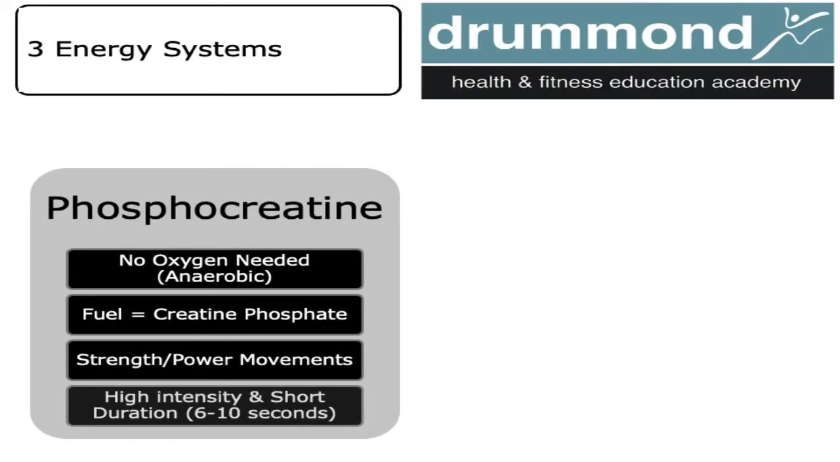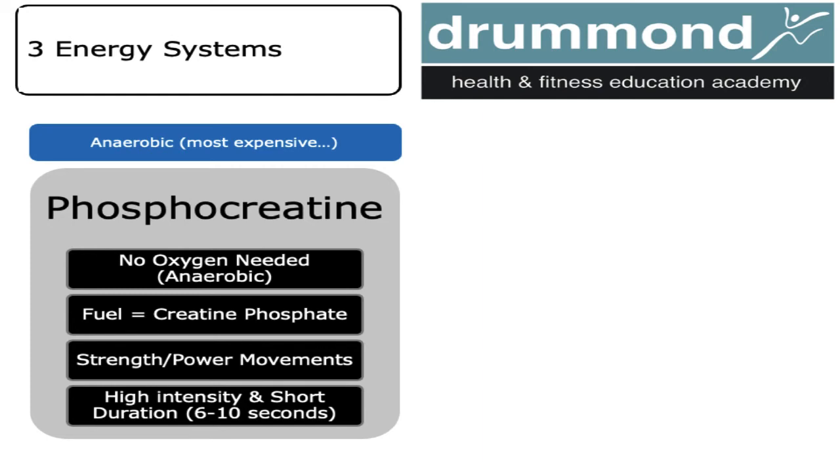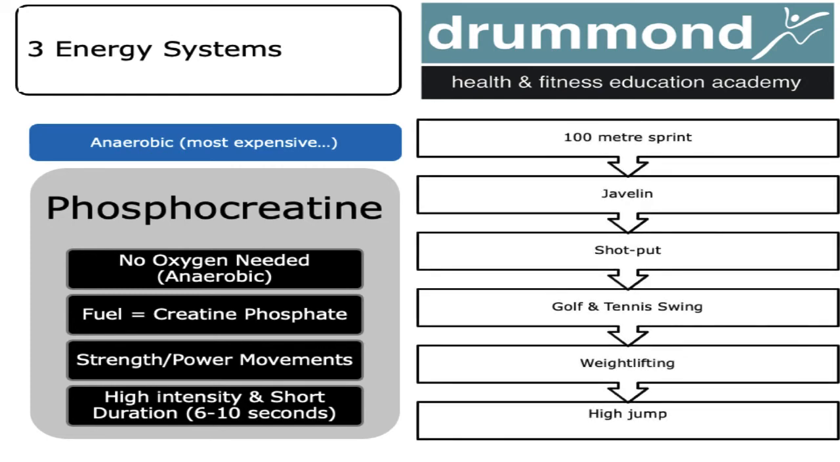Activities that you're likely to see using the phosphocreatine system could be a 100-meter sprint, a javelin throw, a shot put throw, a golf or a tennis swing, weightlifting, or a high jump. All anaerobic, all very short exercises utilizing creatine phosphate to remake the ATP almost instantly.